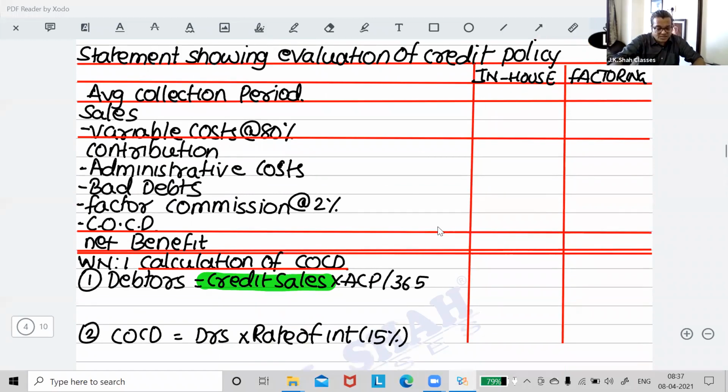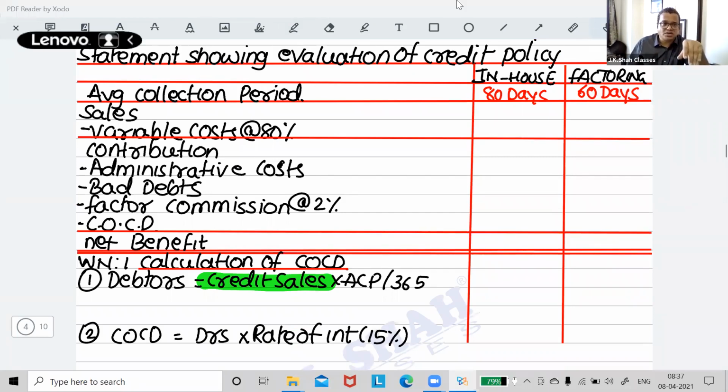So let's start. Average collection period we will write in house. What we discussed, we will collect in how many days? 80 days. And if the same thing I hand over to factor, he says I will collect in how many days? 60 days. Okay. What about sales, guys? Tell me, what is the matter to be discussed over here? The matter to be discussed over here is whether to hand over this to factor or whether we should collect on our own. I think this is an internal matter to the company.